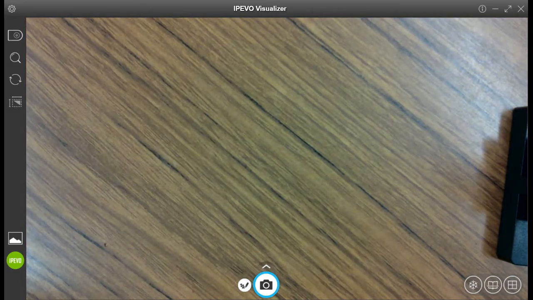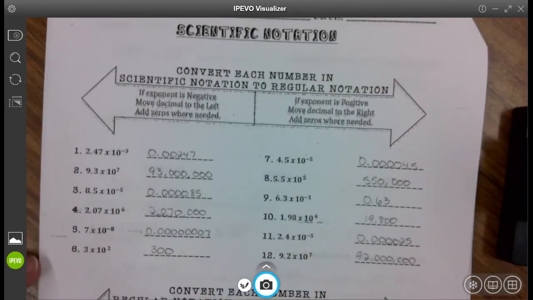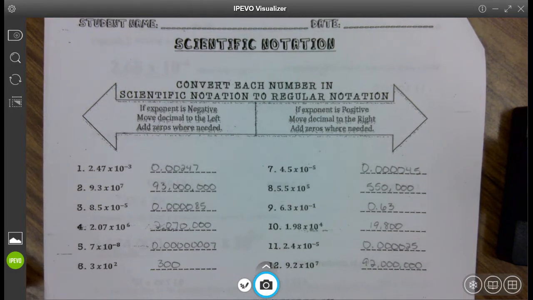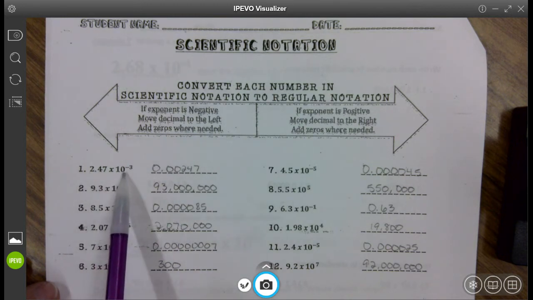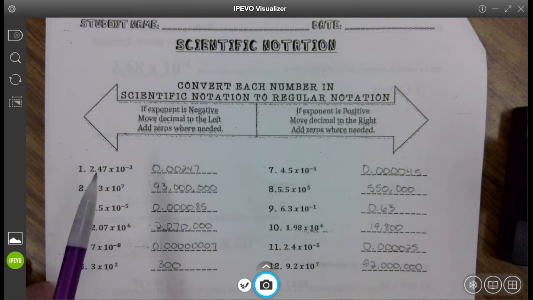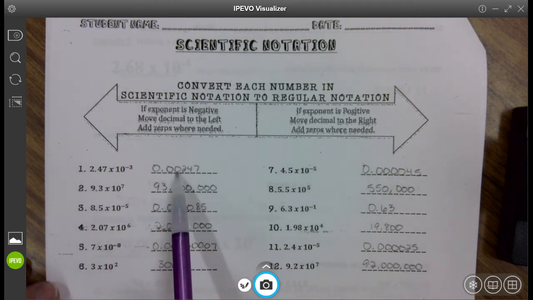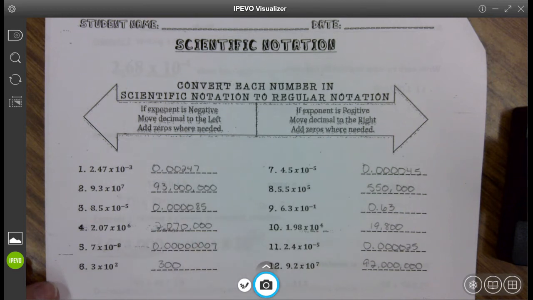Once you're done with that, flip on over to the scientific notation page. Like I said, it's just more practice. The more practice, the better. We had 2.47, and we need to move it to the left 3 times because it is negative. So that's how I got 0.00247. And so on and so forth. As you can see, the answers are listed for 1 through 12.